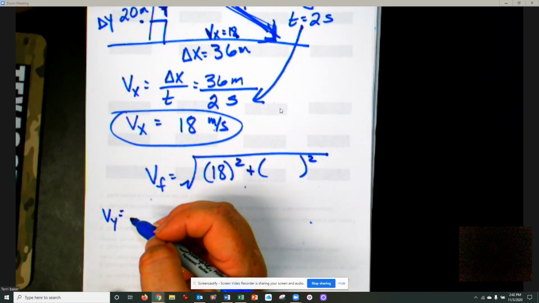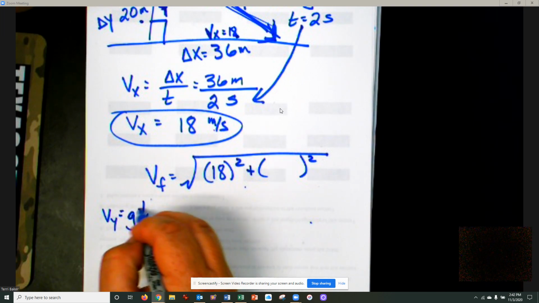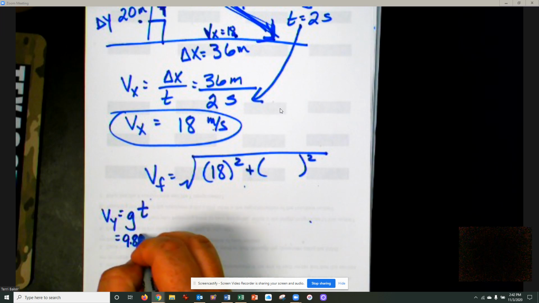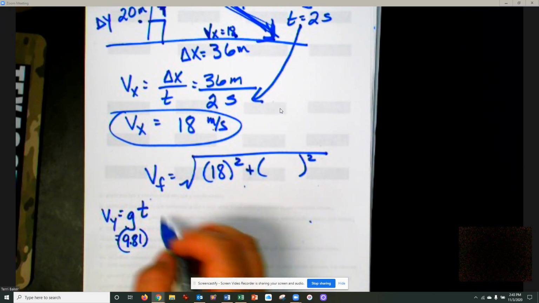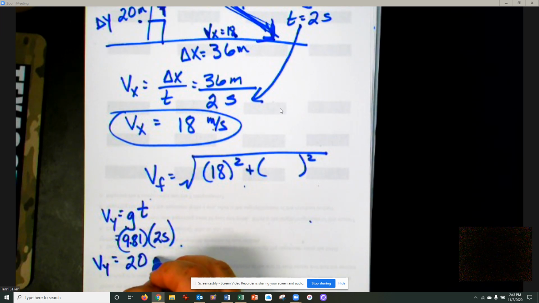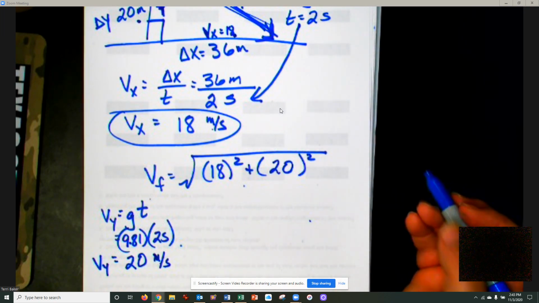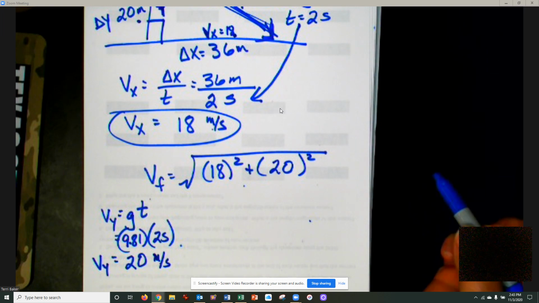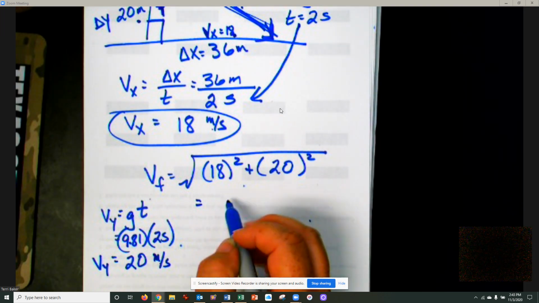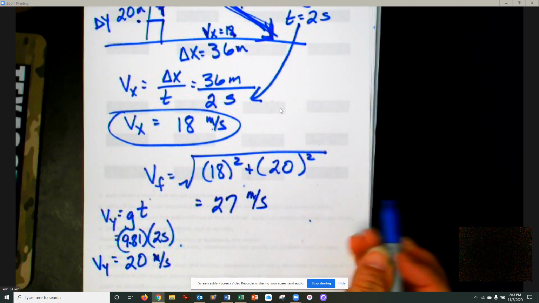Y velocity is going to be g times t, because actually the rock is in free fall. G, 9.81. Okay. Time is 2 seconds. I'm going to round this up. So I'm going to say 20 meters per second. So I'm going to plug the 20 into Pythagoreans up here. So the magnitude of my final velocity, work out Pythagoreans, and done correctly, you should get 27 meters per second.